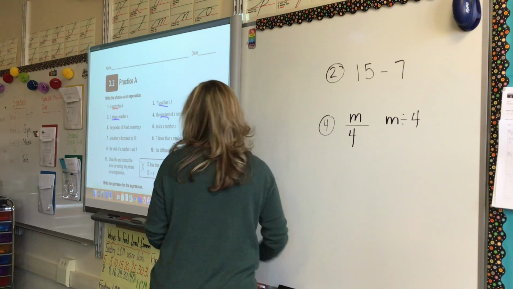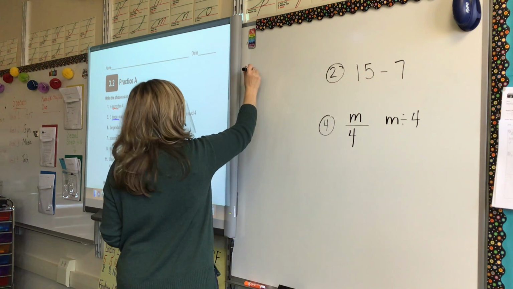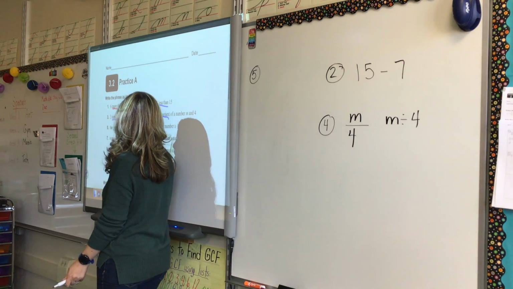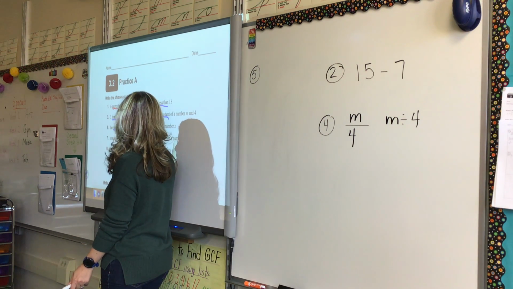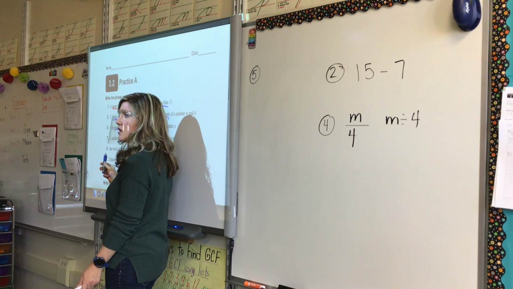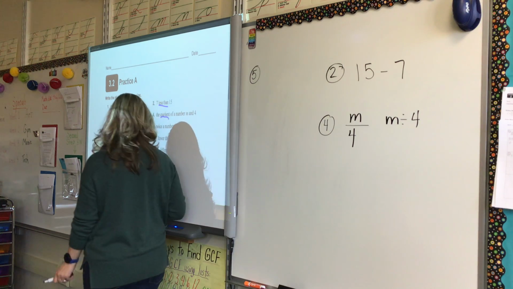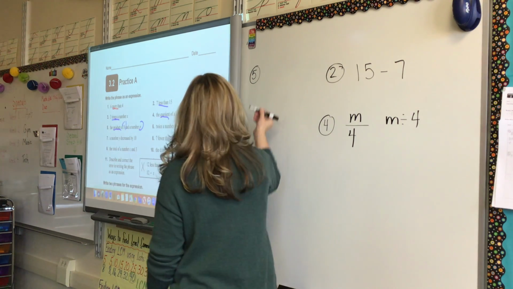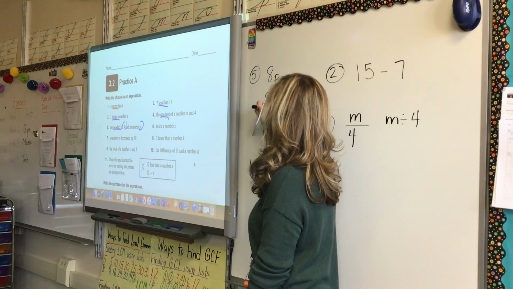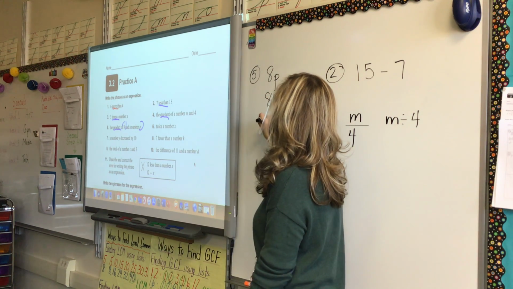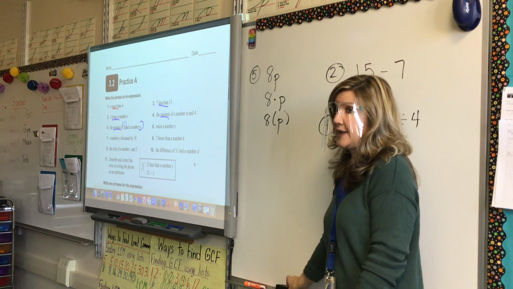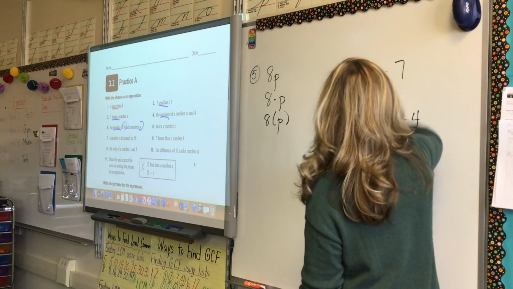Okay, number 5. The product of 8 and a number p. Product tells you to do what? What operation? Multiply. So it's 8p. Okay. So it's 8 times p. 8p, we could write it that way. 8 dot p, or 8 with p in parentheses. Okay? Okay. Number 6.